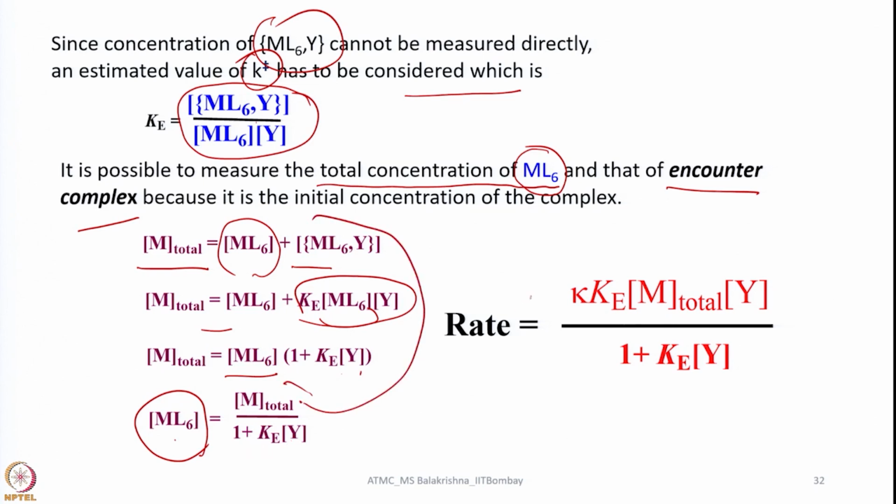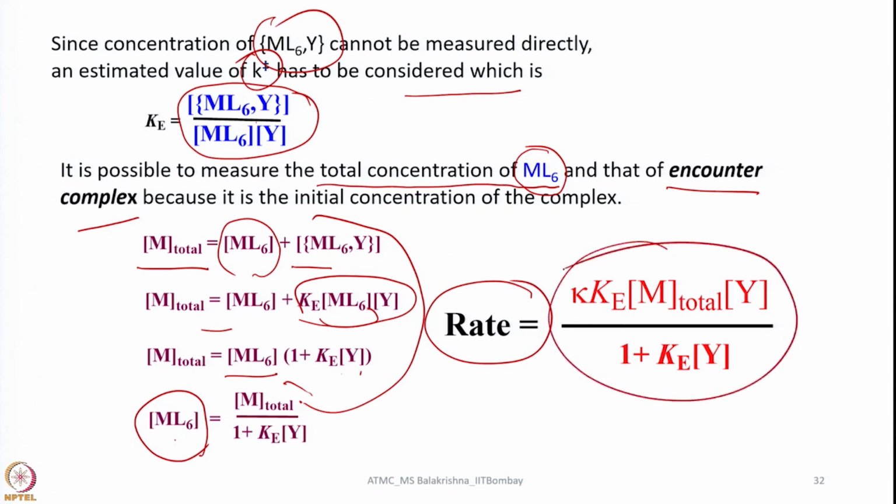Now we can determine the rate very readily for this reaction, accounting for the encounter complex here. So, this is the rate equation one can think of. This is called the Eigen-Wilkins mechanism.